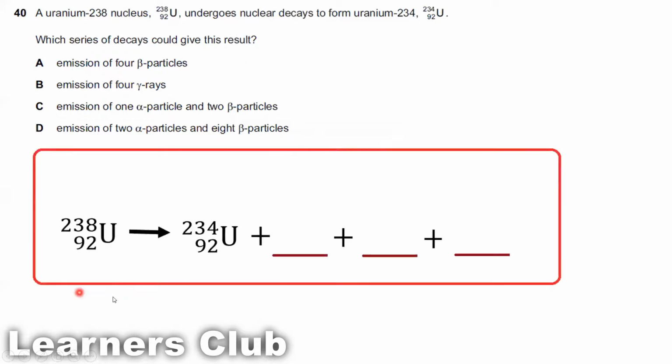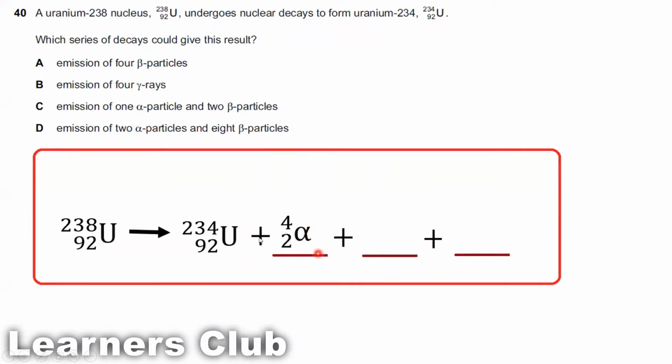Uranium-238 nucleus undergoes nuclear decay to form uranium-234. Which series of decay could give this result? So uranium-238 undergoes decay to form uranium-234. Now, which series of decay would give this result? Let's consider emission of 4 beta particles. I'll just add an alpha here as an example I'm taking.